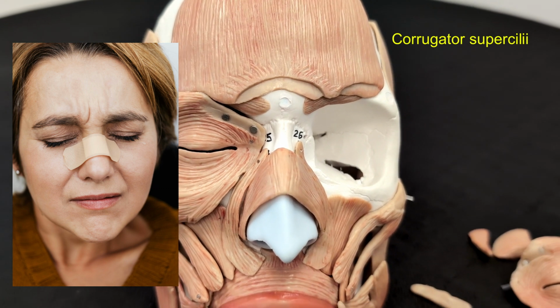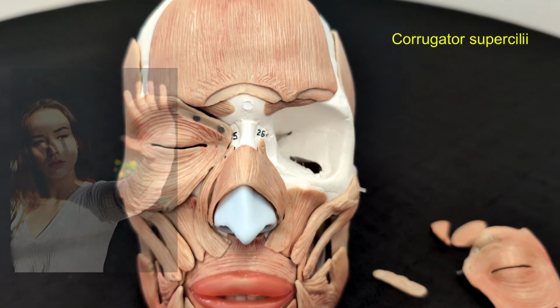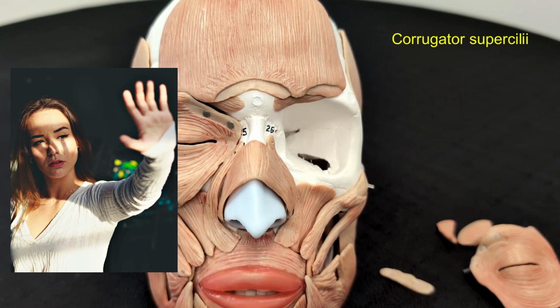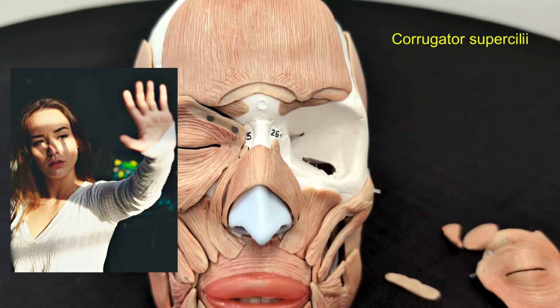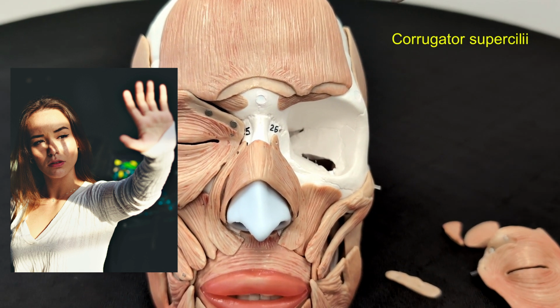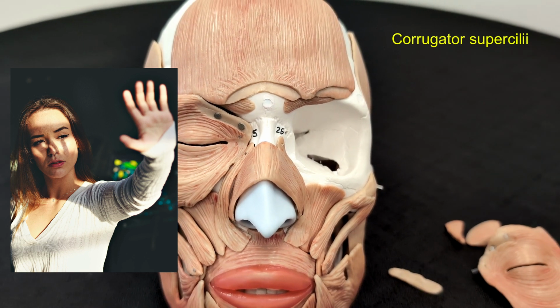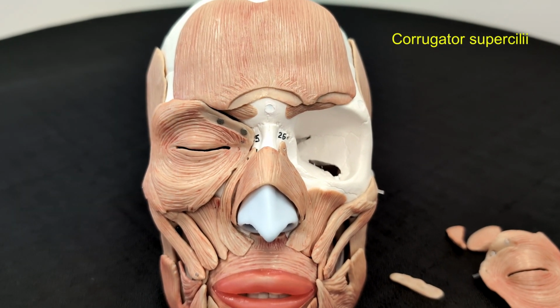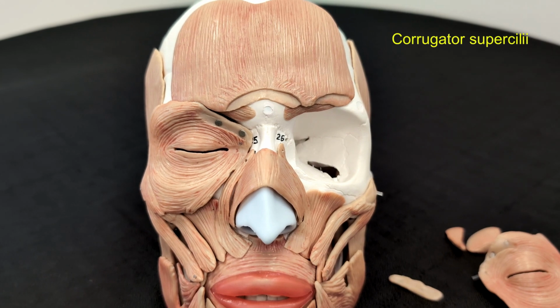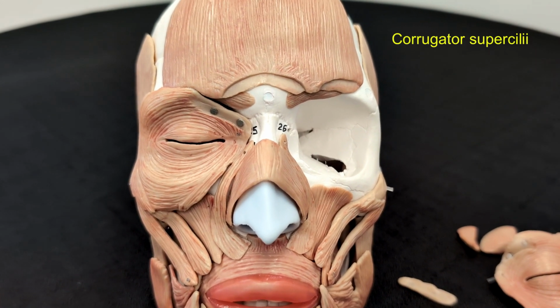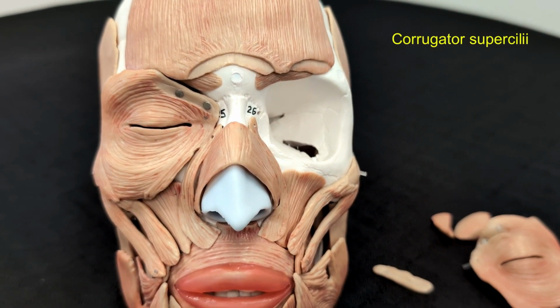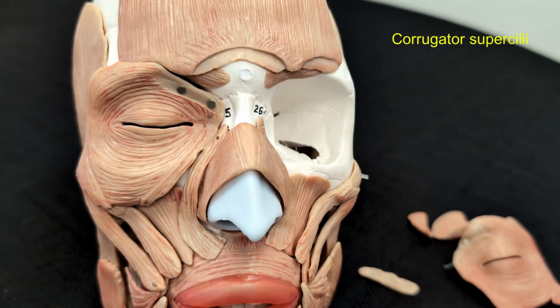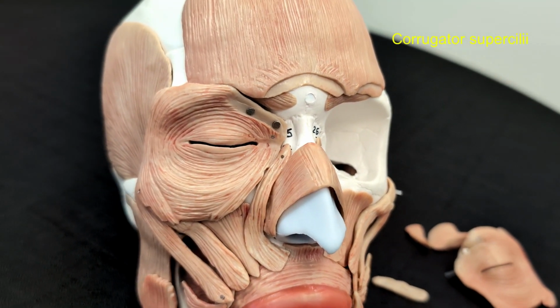It also contracts to prevent high sun glare, pulling the eyebrows toward the bridge of the nose, making a roof over the area above the medial corner of the eye to shield the eye from excessively bright sunlight, similar to the function of the orbital part of the Orbicularis oculi muscle.